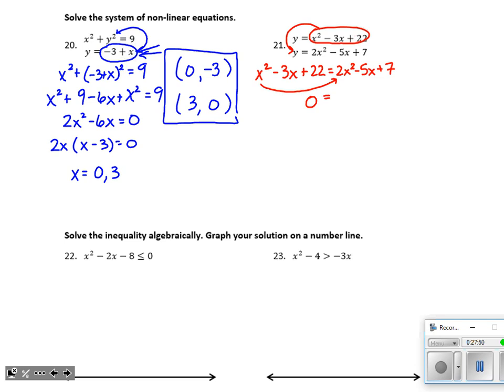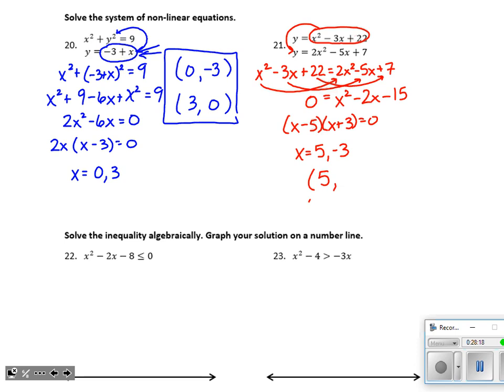So if I subtract away x squared from both sides, I'll have 1x squared on the right. If I add 3x to both sides, I will have minus 2x. And if I subtract 22 from both sides, I will get negative 15. And this is a nice quadratic that factors very, very quickly. So x minus 5, x plus 3 equals 0. I can quickly find by factoring that x equals 5 and negative 3.